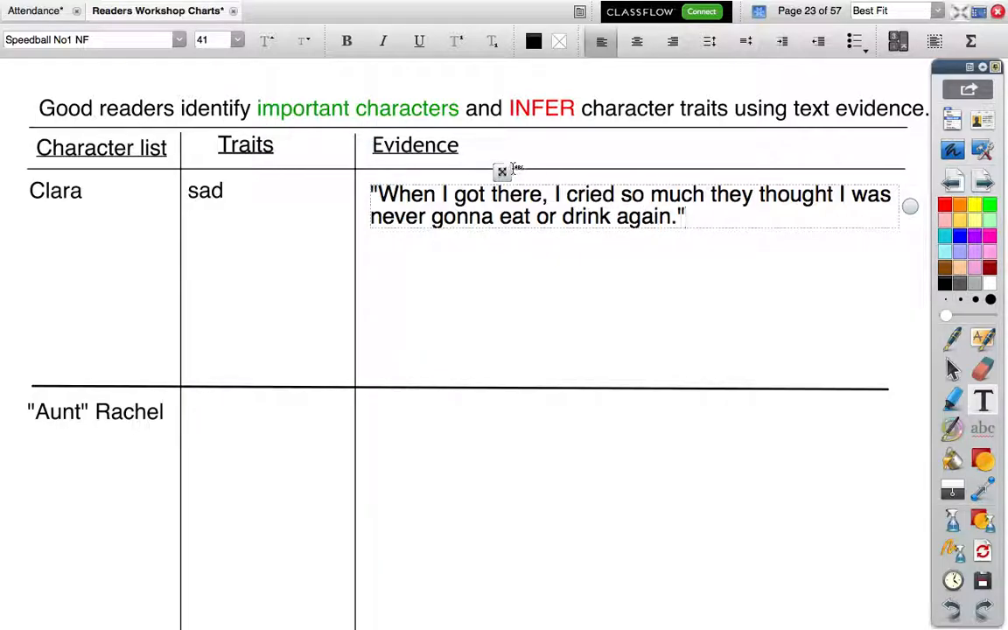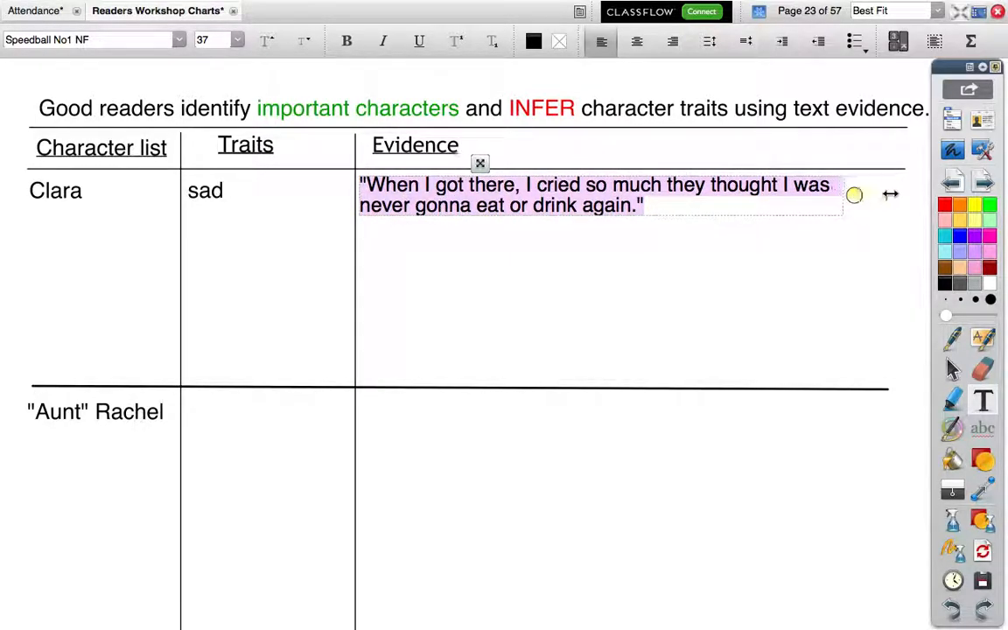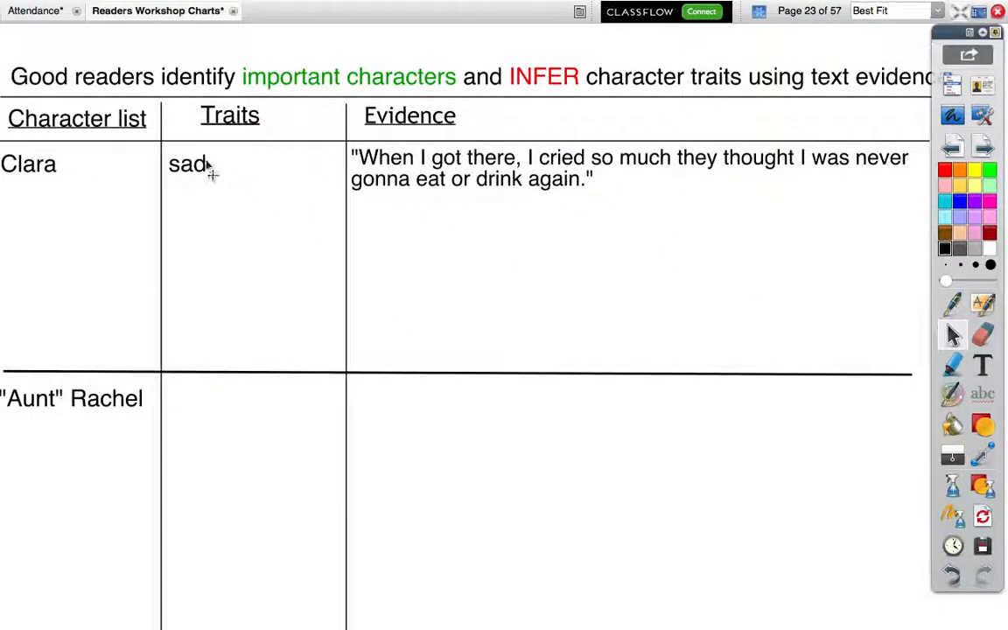Okay, so very good. Remember, when we quote from the text, we use quotation marks to show. Okay, what's another trait of Clara's so far? Joel, what's another trait of Clara's? Okay, why do you think Clara is kind? What's your text evidence for that? We could maybe say Aunt Rachel's kind, but we're still talking about Clara. It's another trait of Clara's. Danny: Unhappy. Okay, why do you think she's unhappy?